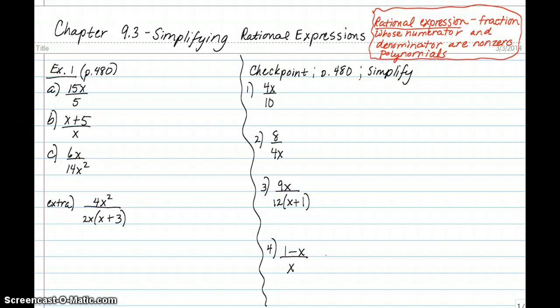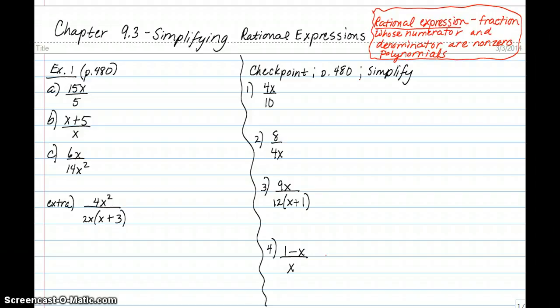It's basically a fraction whose numerator and denominator are non-zero polynomials. So I always tell kids they're fractions with attitudes. You've got a numerator, you've got a denominator. You simplify them just like you would a fraction or a ratio. And so let's go ahead and look at how we might go about that.